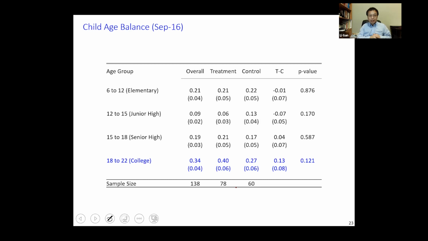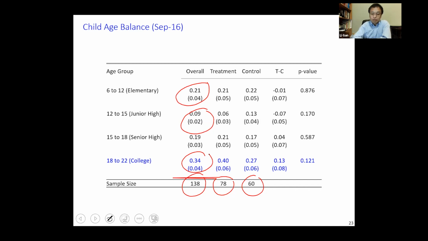Overall, there are 138 households with kids, where treatment has 78 and the control group has 60. You can see that between these ages, overall should be 100. About 20% of their kids are in elementary school, 9% junior high, 20% senior high, and 34% college, and these are somewhat different. In college, treatment just happened to have slightly more people than the control, but at 12%, so the difference is not that large. It's statistically, I would say, marginal, maybe not significant, or maybe marginally significant.